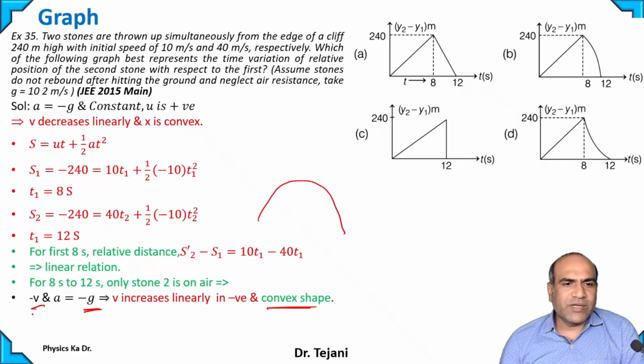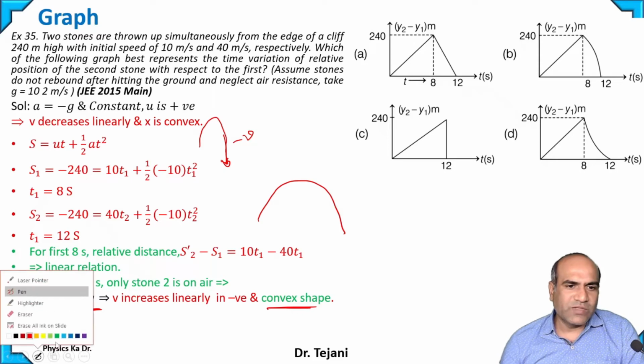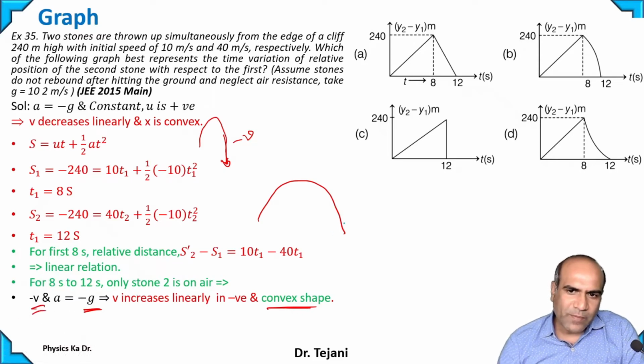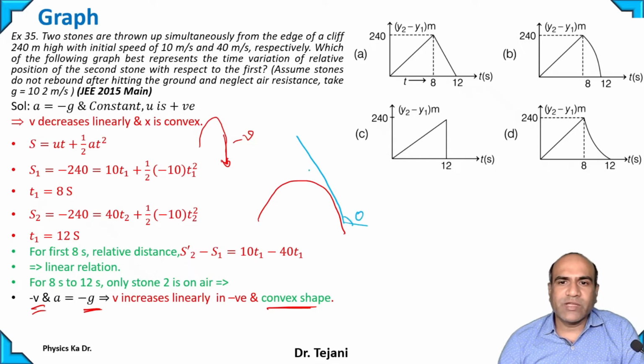And velocity is also negative because it is a returning journey. Velocity is negative when the object moves in the downward direction. So for negative velocity, we need a negative slope. That means we require only this one side.